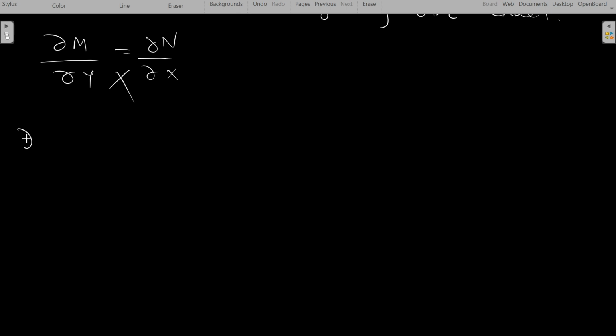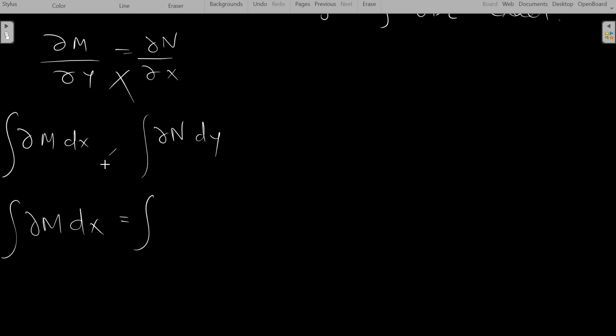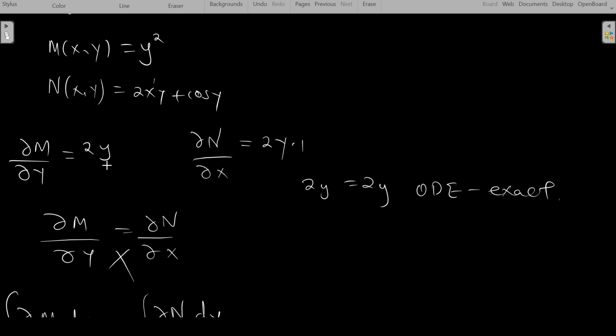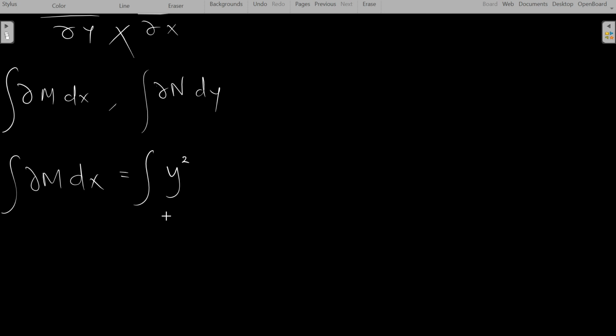We are saying partial M dx, then we do a separation there, partial N dy. Now take the integral of both sides separately. So the integral of partial M dx is the same as, let's get back, what was our M? Our M was y squared, and we are taking the integral with respect to dx.